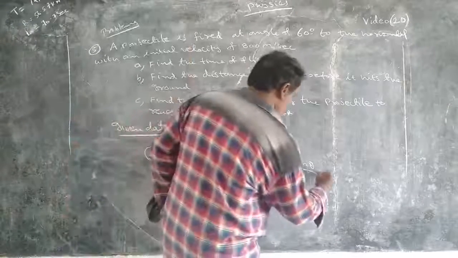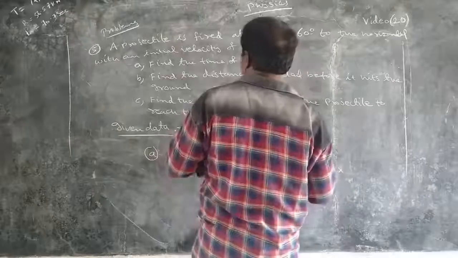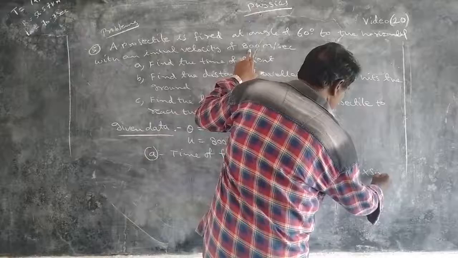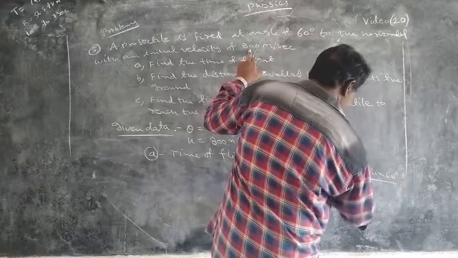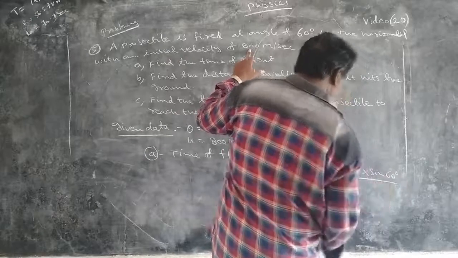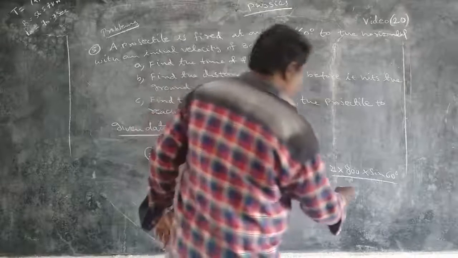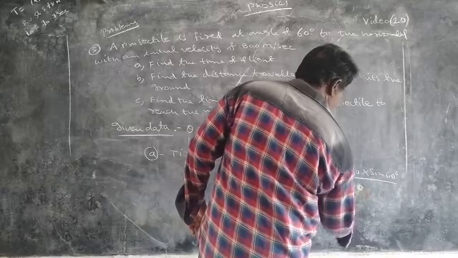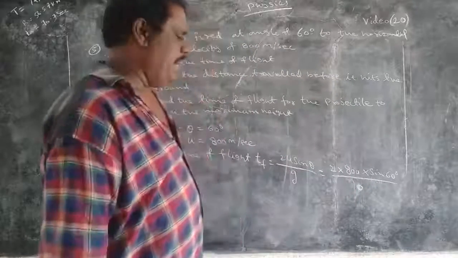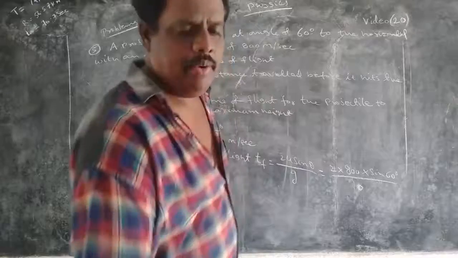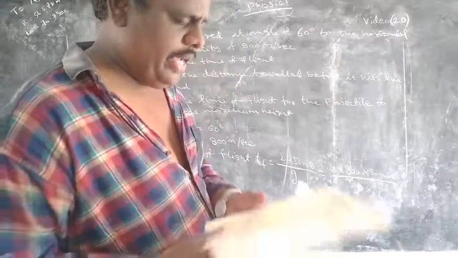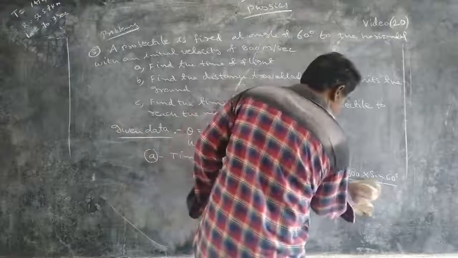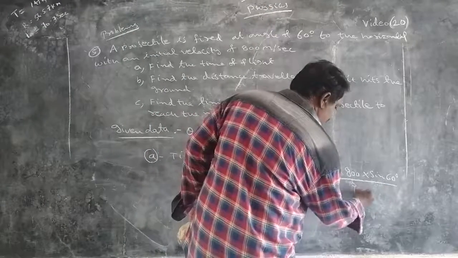Okay, 2u, the value they are given, initial velocity 800, sin theta, sin 60 degrees, by g. The g value will be taken as 9.8 or 10. If they are not given, for our simple calculation, take it as 10, or 9.8, whichever. So here they have taken 9.8. Okay, we will take 9.8 meter per second square.